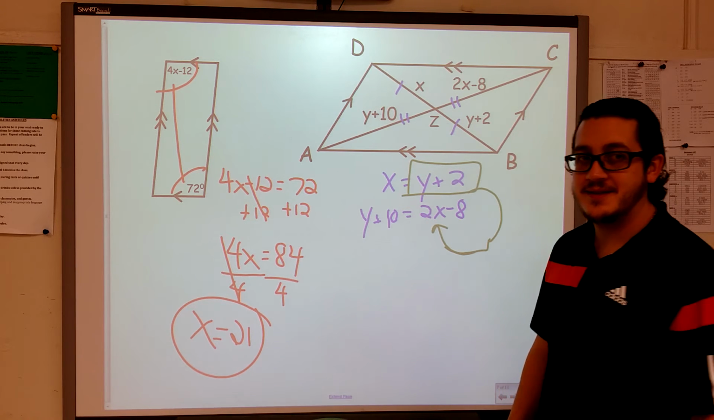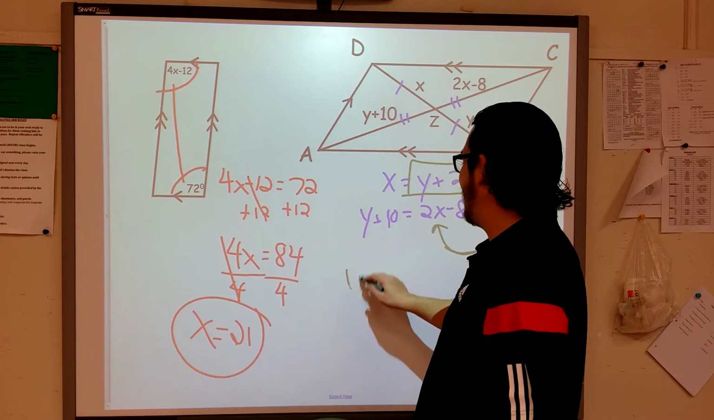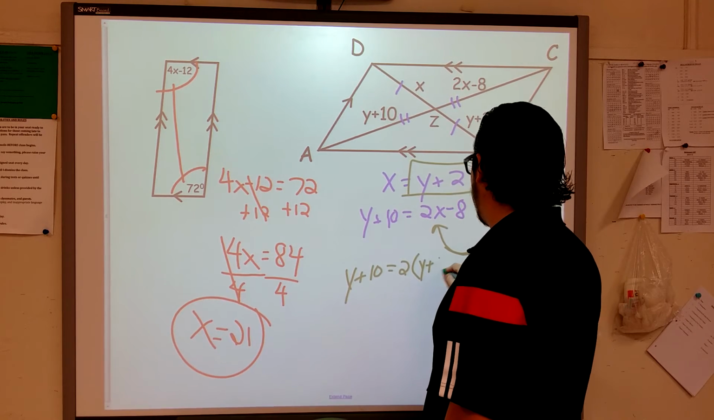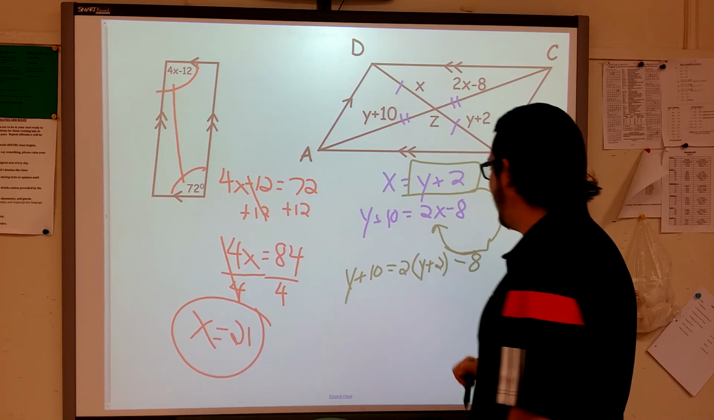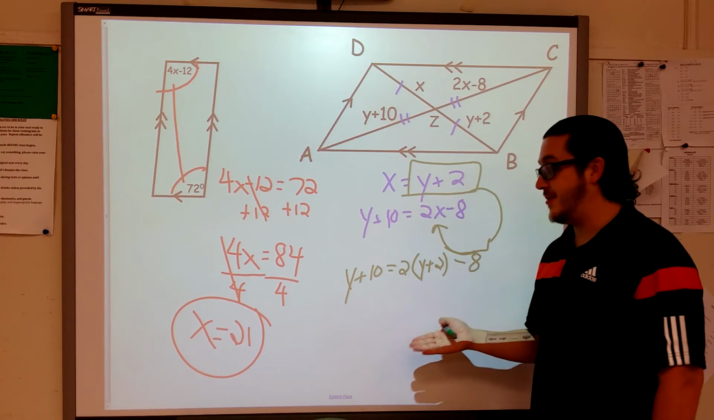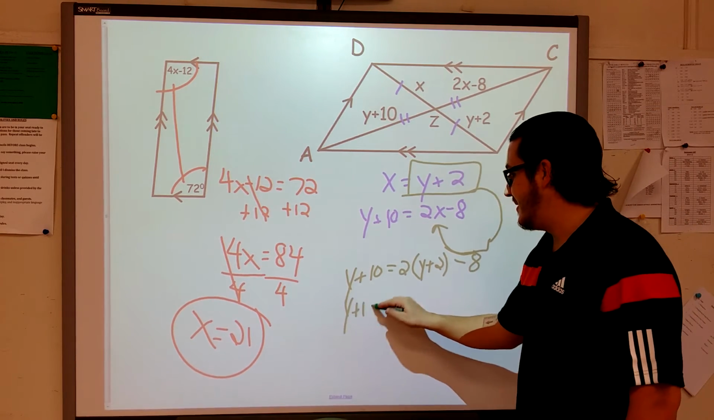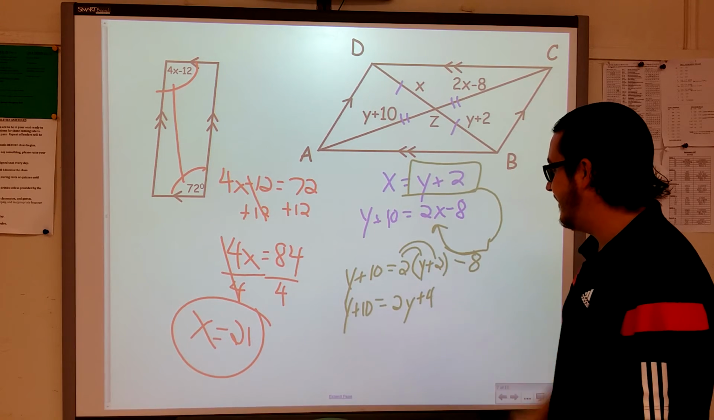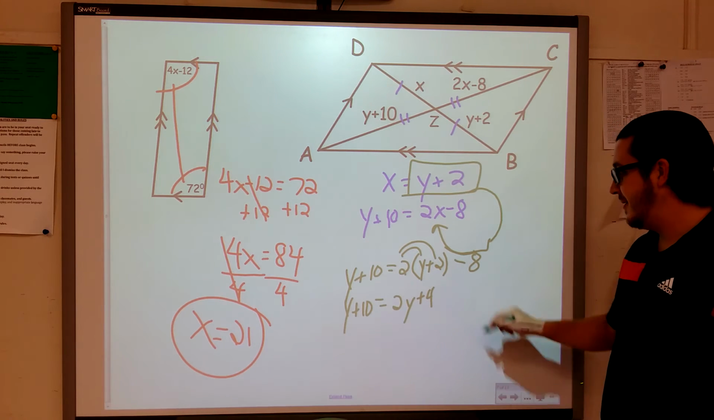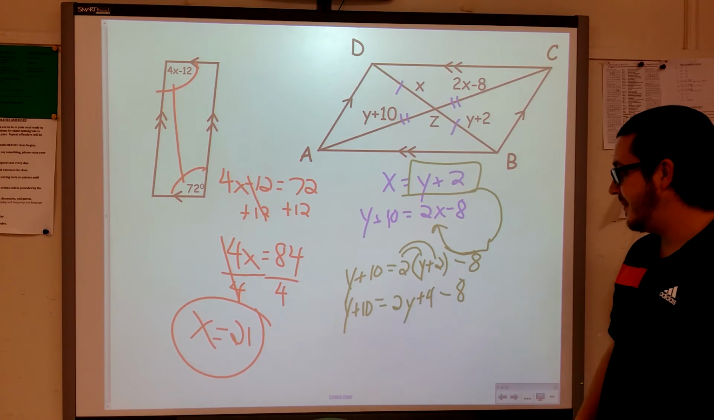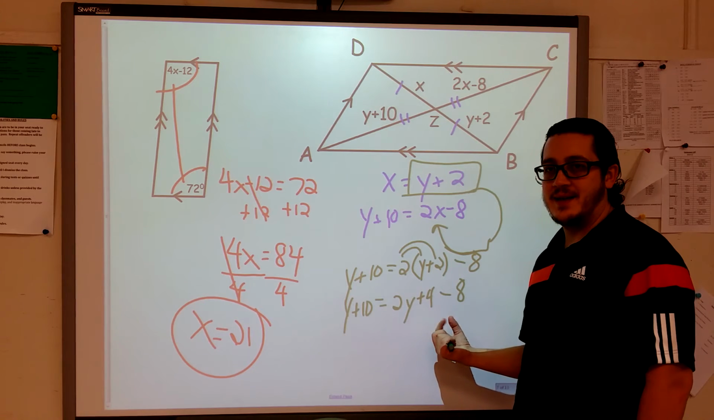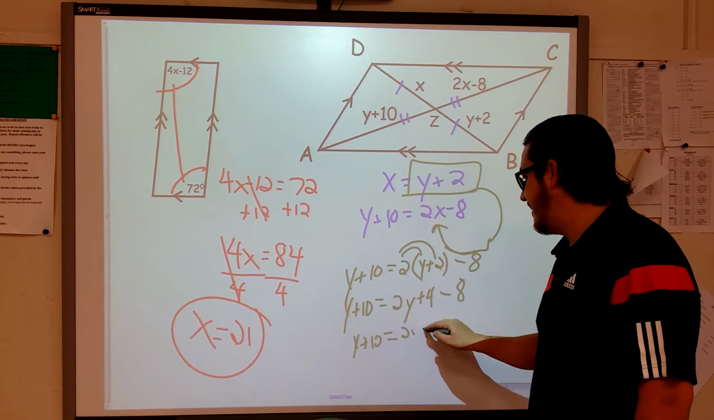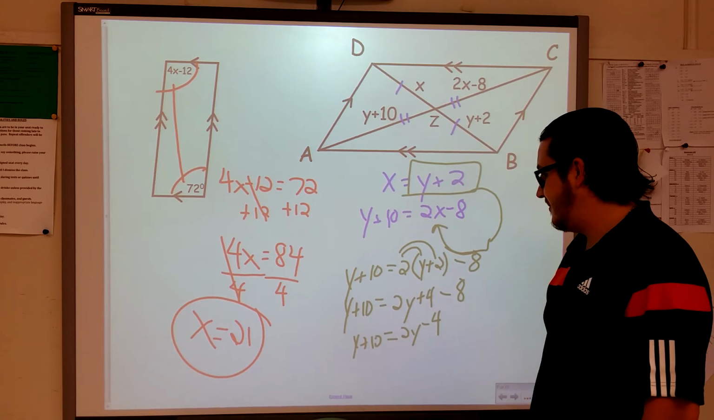Alright, so y plus 10 is equal to 2 times y plus 2 minus 8. Now we're going to be able to solve for y. So y plus 10 is equal to 2y plus 4. We got to distribute, right? Got to distribute that in there. And that's minus 8. We got a plus 4 and minus 8. Let's put those together. Y plus 10 equals 2y minus 4.